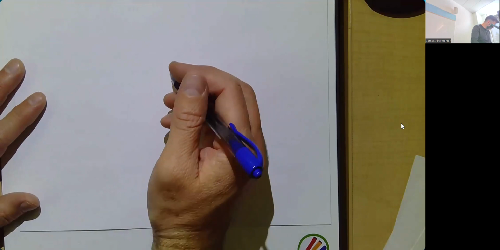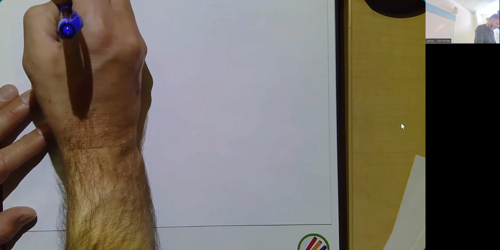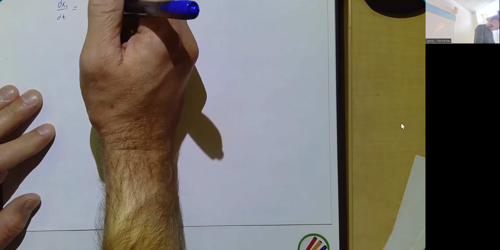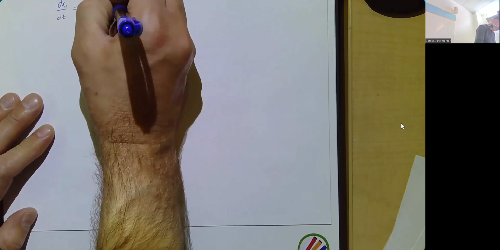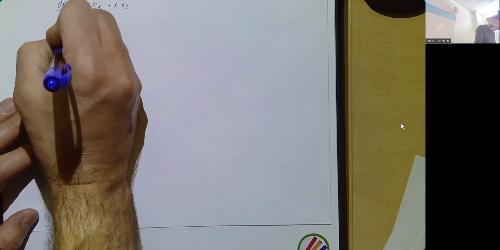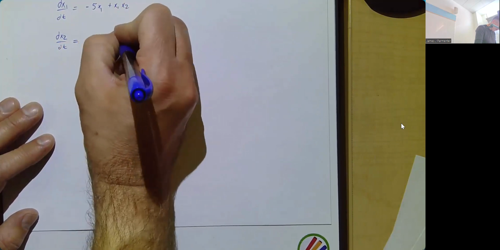So which example should I start with? Good question. So let's say we have the following. dx1/dt is equal to, I feel like we did this one. No, I guess we didn't do this one. -5x1 plus x1 times x2, and dx2/dt is equal to x2 minus 5x1x2.